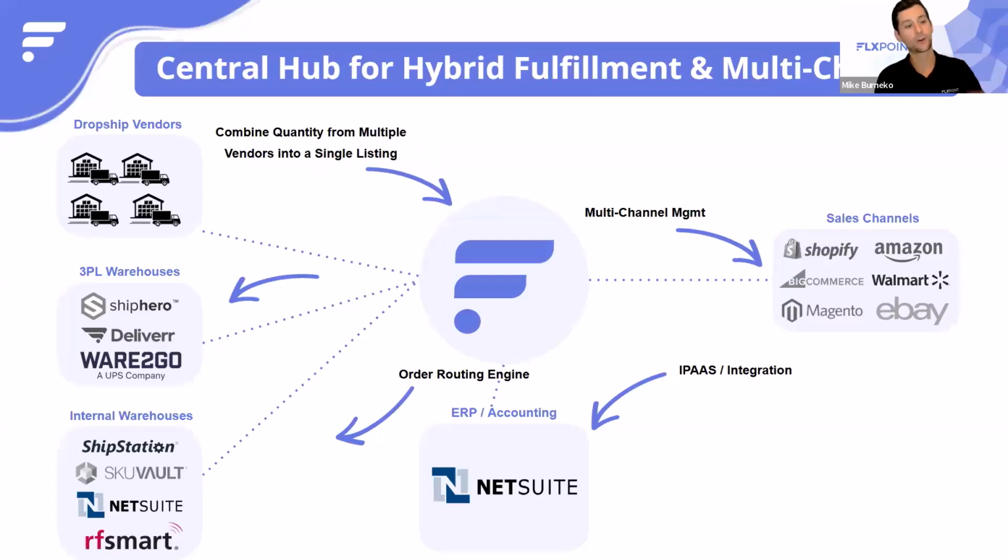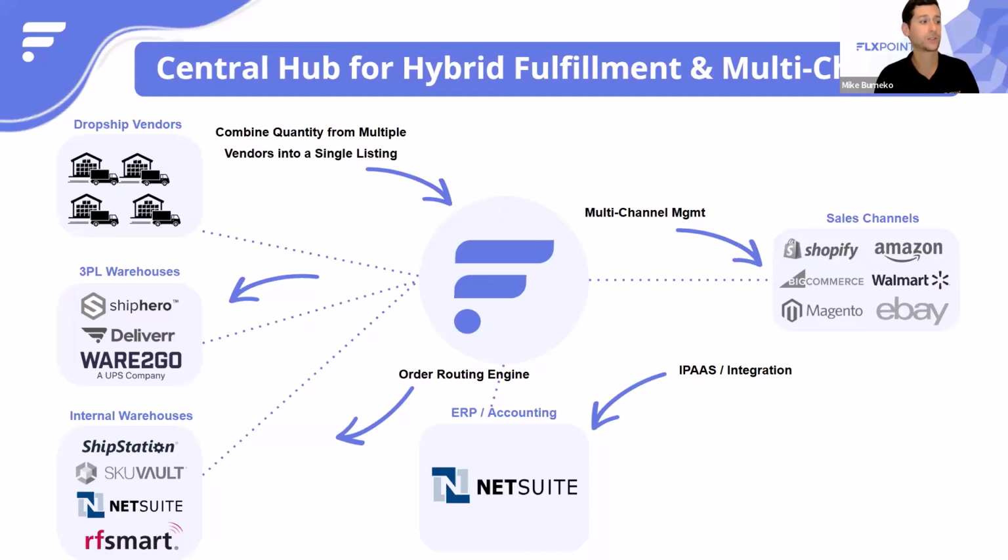Cool. And again, just another graphical representation of how Flxpoint helps with this. So you'll see here Flxpoint at the center of our diagram. What we're looking to do is combine the quantities from all of your vendors into an aggregated listing view. So we can be aware of every single item that your vendors have, that maybe you house in your own 3PL warehouses. Like I said, I know a lot of this presentation is dropship and vendor specific. We know NetSuite deals a lot, not in dropship, they deal with a lot of internal warehousing, 3PL operations, and so does Flxpoint.